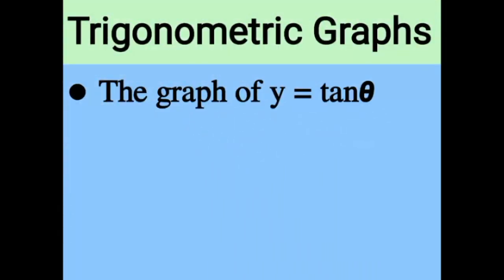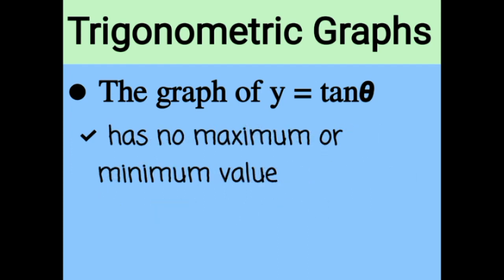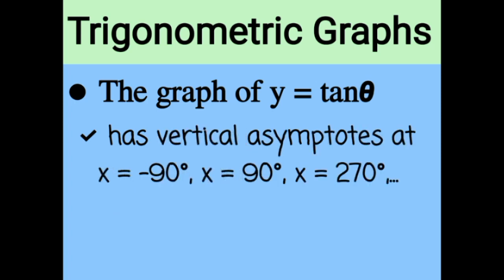So, the common factors of the graph y equals tan theta is that it repeats itself every 180 degrees period and crosses the x-axis at minus 180 degrees, 0 degrees, 180 degrees, 360 degrees and it goes on like this depending on the range of angles we draw the graph in. And another common factor is that the graph of y equals tan theta has no maximum or minimum value. And also, it has vertical asymptotes at x equals minus 90 degrees, x equals 90 degrees, x equals 270 degrees and it goes on like this depending on the range of angles we draw the graph in.